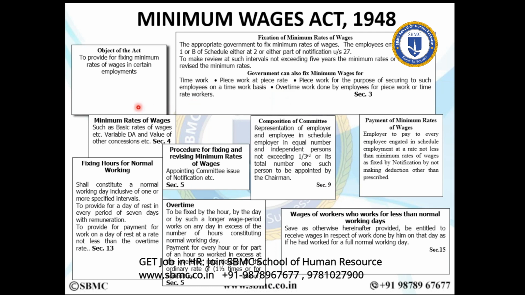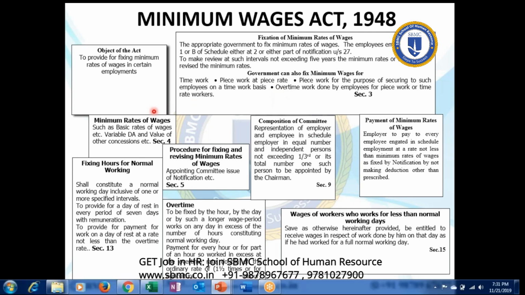It is the state government who decides that minimum wages. So minimum wage rate act is like variable DA, value of other concession, and fixing of normal working hours. It shall constitute a normal working day, inclusive of one or more specified intervals, and to provide a day for the rest in every period of 7 days. So 1 day is required as a rest in seven days.